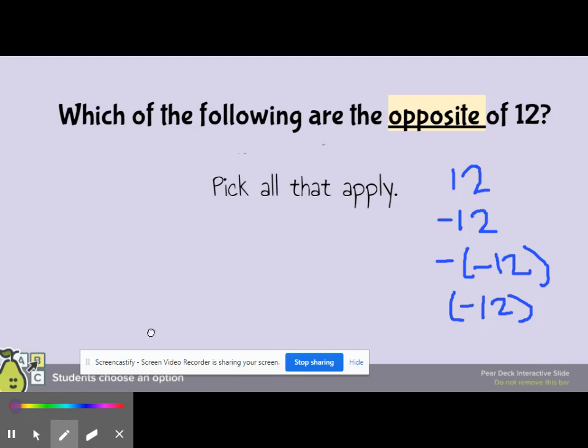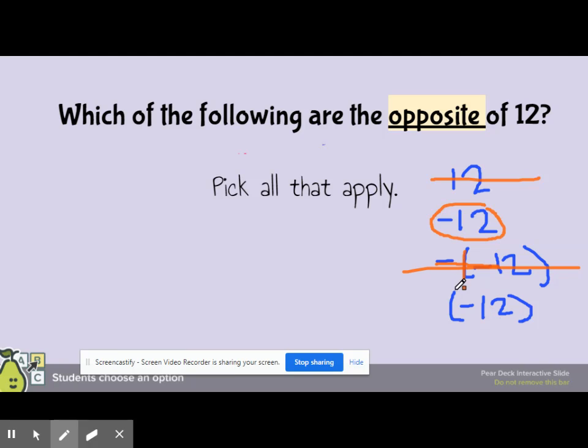All right, let's go through them. 12 is not the opposite of 12. It's the same. -12 is the opposite of 12. Same number, one's positive, one's negative. The opposite of -12, well, that's a positive 12. Remember, 2 negatives make a plus. So positive 12 and positive 12 are the same.